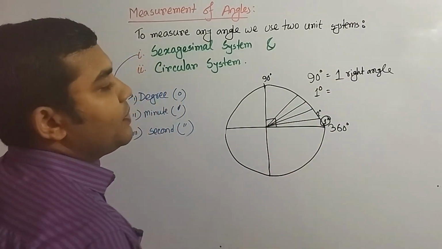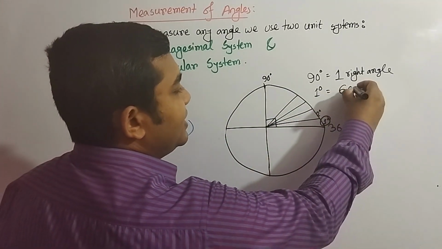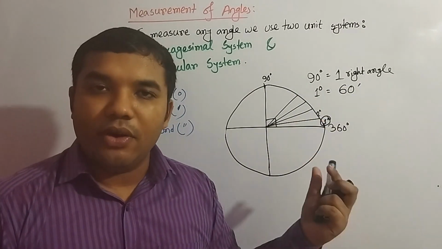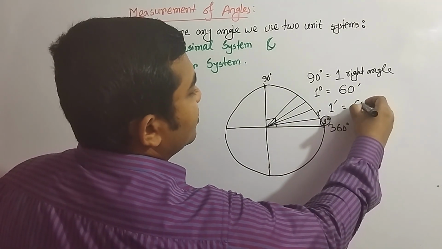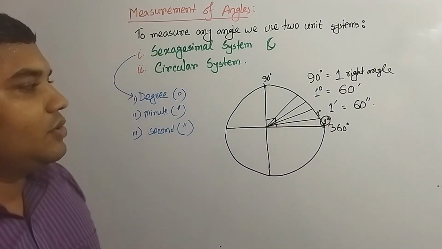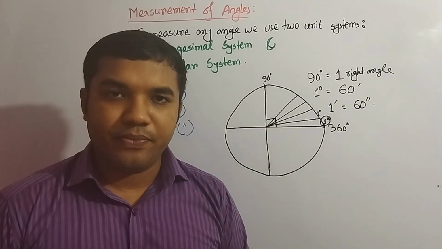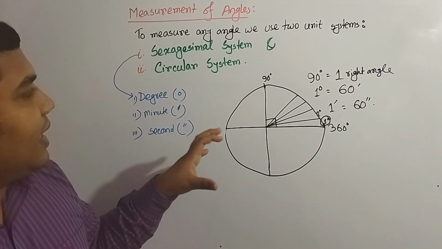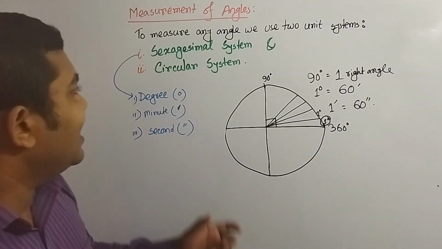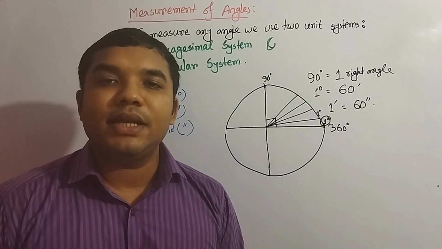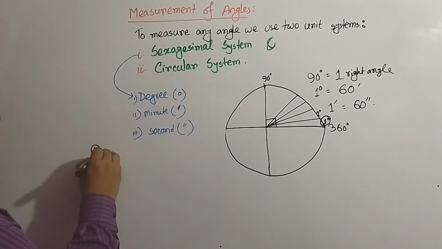1 degree can be divided into 60 parts. That is, 1 degree is found in 60 minutes, and this 1 minute can be divided into 60 seconds. So these are the relationships in the sexagesimal system. These are the basic concepts of sexagesimal. To understand the circular system, we have to understand the radian angle. What actually is the radian angle?